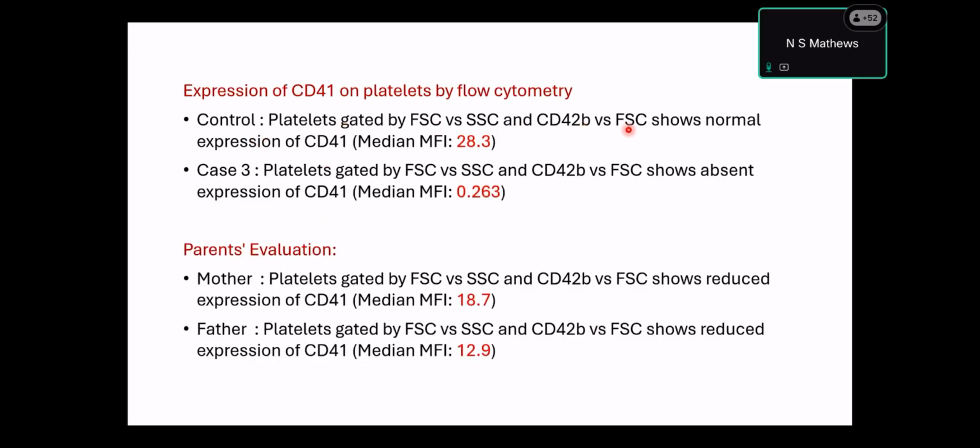For the control, when you gate your platelets using CD42B versus forward scatter, there is normal expression of CD41. The MFI is 28.3. Whereas in our case 3, you can see that using the same marker for gating, there is absent expression of CD41. Look at the MFI, 0.2.